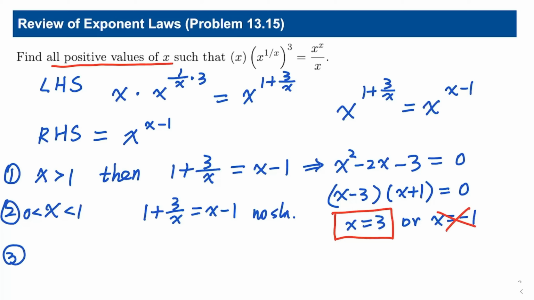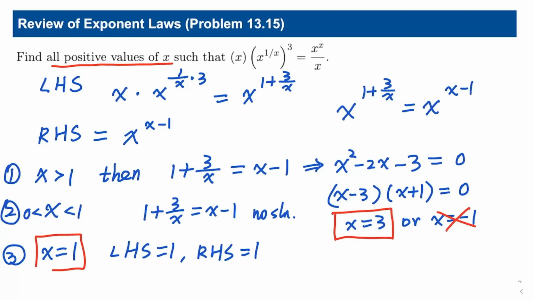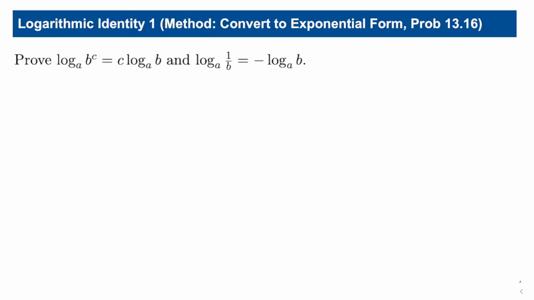Then we need to consider the situation with x equals 1. If x equals 1, then the left-hand side is 1. The right-hand side is also 1. Therefore, x equals 1 is a solution. So we found two solutions, 3 and 1. Now, let's prove some logarithmic identities.